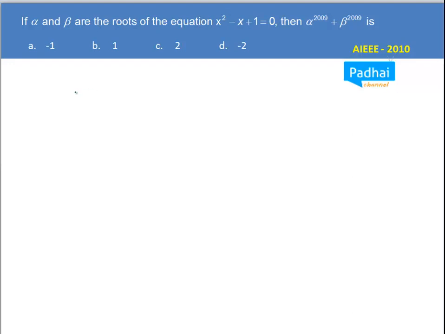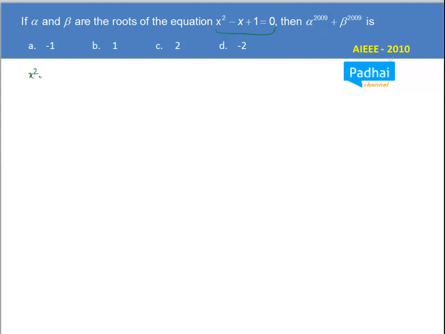Alright, let us see this AIEEE 2010 problem, which says if alpha and beta are the roots of the quadratic equation x square minus x plus 1 equal to 0, then you have to find the value of alpha raised to power 2009 plus beta raised to power 2009. Alright, this is a very simple problem. If you know how to solve this equation, it could become very easy.